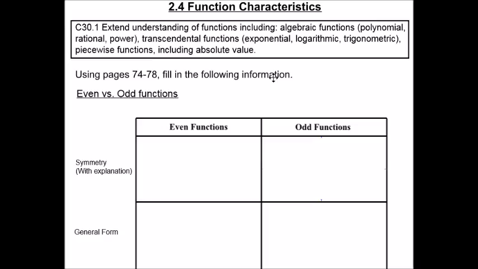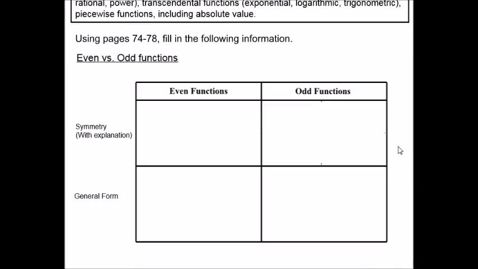Now that we've all filled in the appropriate information, we're going to go over this together just to make sure that we're all on the same page. So the first thing we're going to talk about is even versus odd functions. Even and odd functions have various special types of symmetry, and those types of symmetry are standard if it's even or if it's odd.